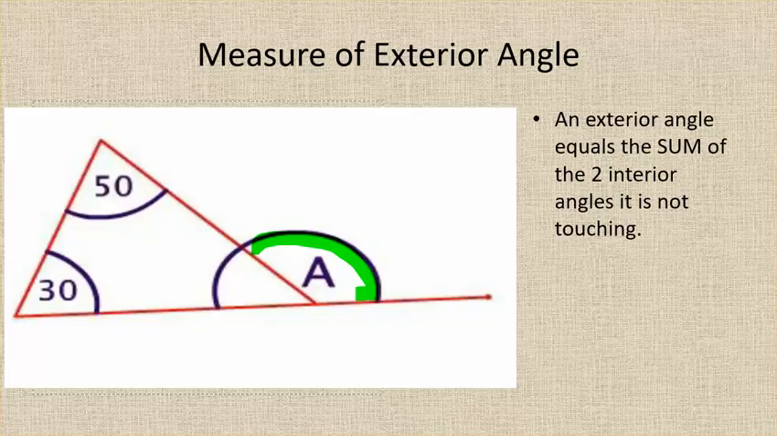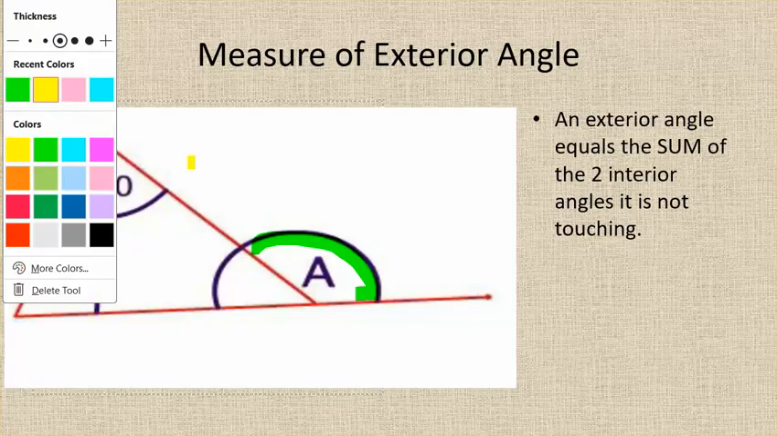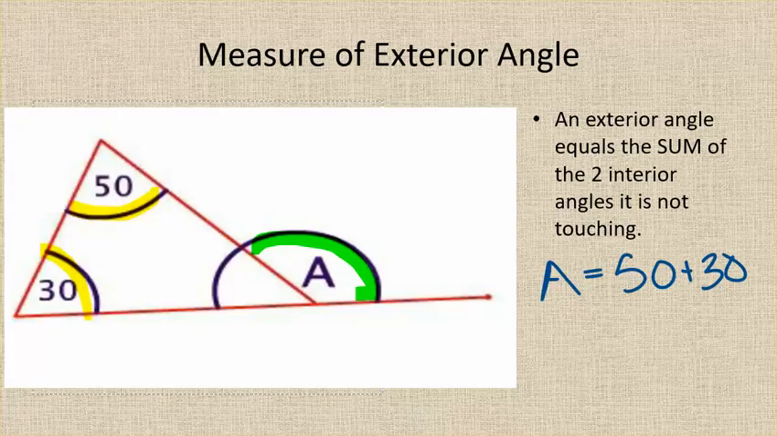So let's look for that missing angle, just the part marked in green. That angle is an exterior angle. It's outside of the triangle and it was made when that one side was extended. It's going to be equal to the sum of the two interior angles it is not touching. So we're going to add those other two angles. Adding those together, A would equal 50 plus 30, or in this case, 80 degrees.